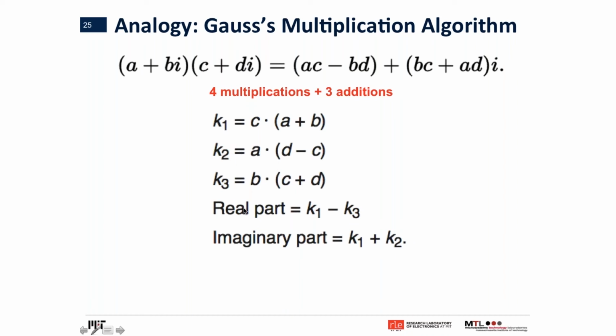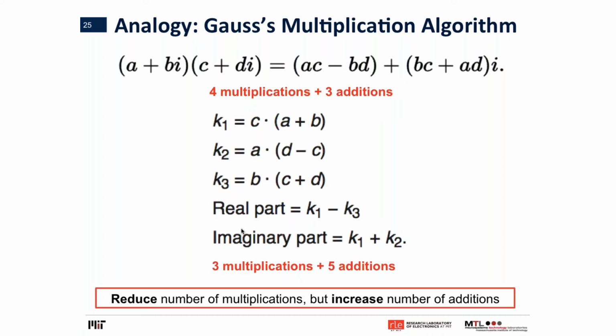And why would you want to do that? Well, the benefit is that you're able to reduce the number of multiplications from 4 to 3. The cost is that you've increased the number of additions. But generally speaking, we're typically focused on reducing the number of multiplications, right? And so by reducing the multiplications, you can effectively increase the throughput of your system, right?